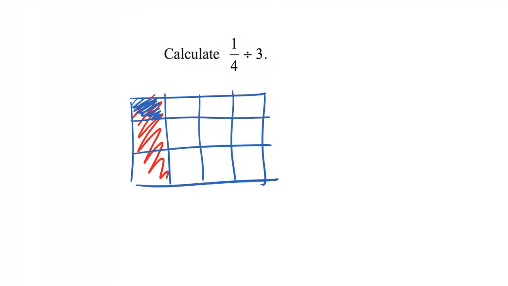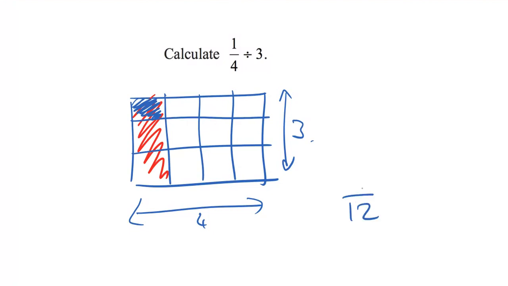So I can tell you the answer to this question: I've got 4 by 3 boxes. So 4 times 3 is 12. I have 1/12. So a quarter divided by 3 is 1/12.